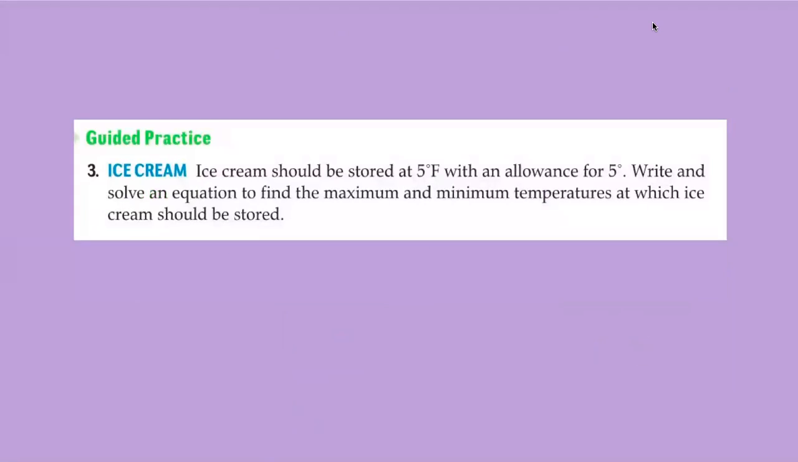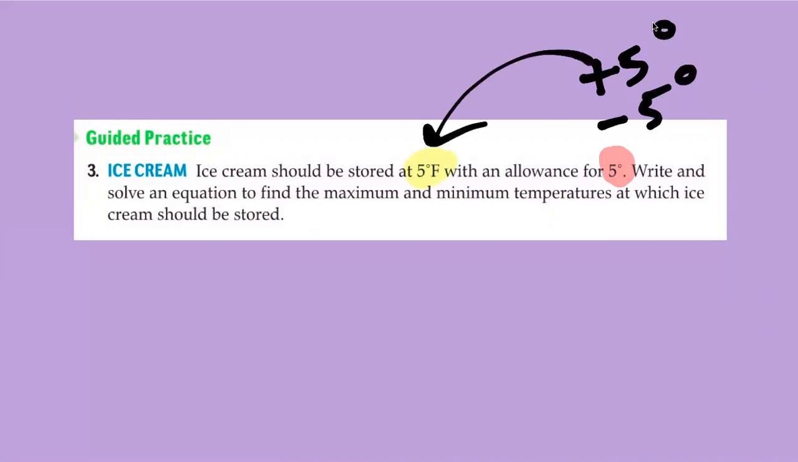Okay, let's look at this last one. And if you want to pause the video and try it, you can. Probably not a bad idea. All right, so ice cream should be stored at 5 degrees Fahrenheit. So that's kind of important. That's your ideal temperature, with an allowance for 5. So that means, if they're telling you it's an allowance, that it could go up 5 degrees or it could go down 5 degrees from your target point. And your target point's 5 degrees. So now we know our range.